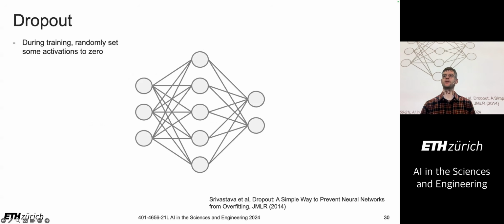Okay, and then what you mentioned was dropout. This is another really popular technique for regularizing neural networks. We're not changing the loss function here, but we're changing the neural network every training step that we do when we're training the network.